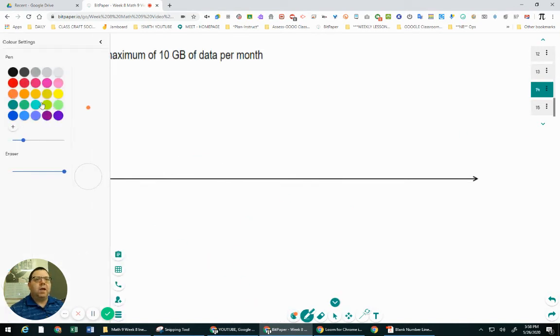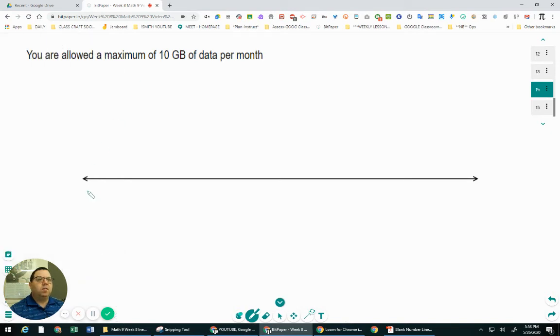You can use a maximum of 10 gigs of data per month. Okay, so let's mark off our number line. Okay, so here's 10. Again, just pick somewhere in the middle, right? This is your key word. So data has to be less than or equal to 10, right?